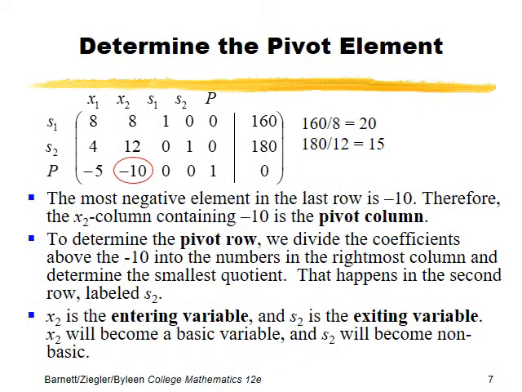Okay, now we start the simplex method. We try to find the pivot column. We draw this line and look at the bottom row for the most negative number. The most negative number is minus 10. So this is our pivot column.